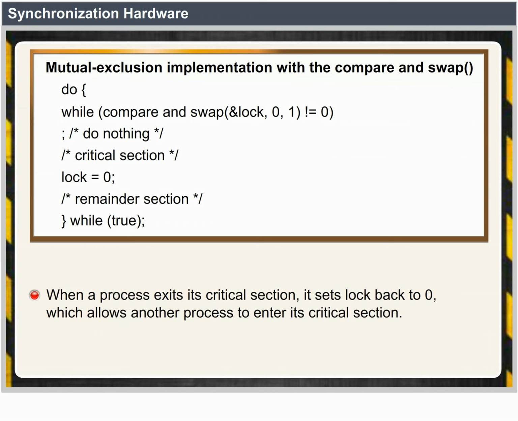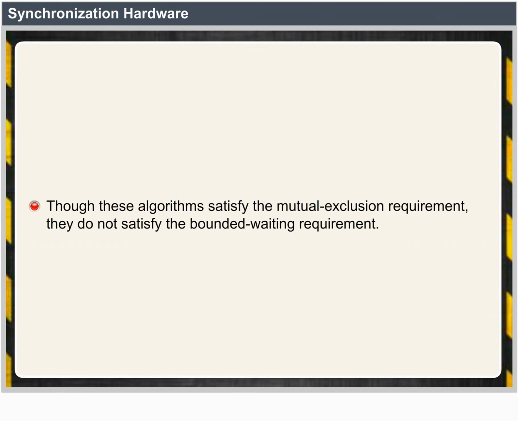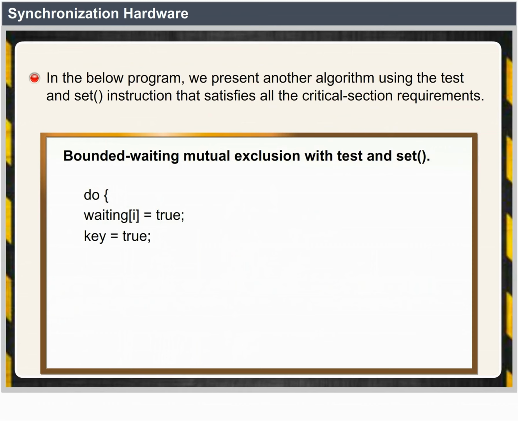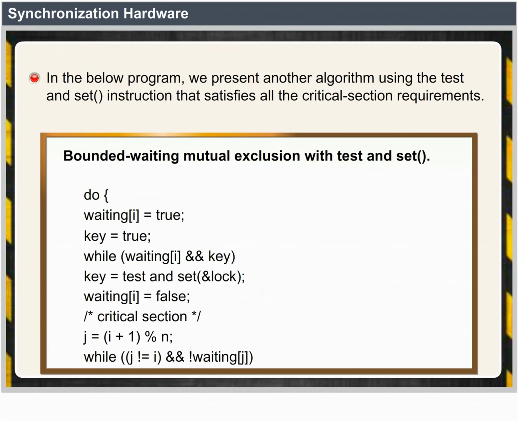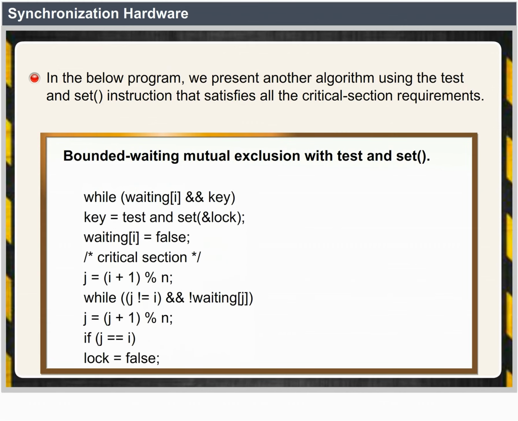Although these algorithms satisfy the mutual exclusion requirement, they do not satisfy the bounded waiting requirement. In the below program, we present another algorithm using the test and set function instruction that satisfies all the critical section requirements. Bounded waiting mutual exclusion with test and set function.